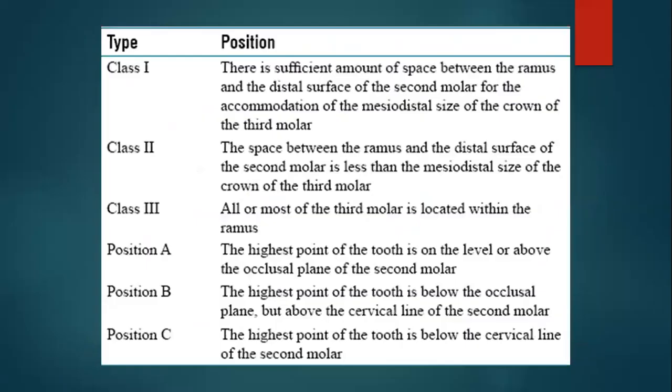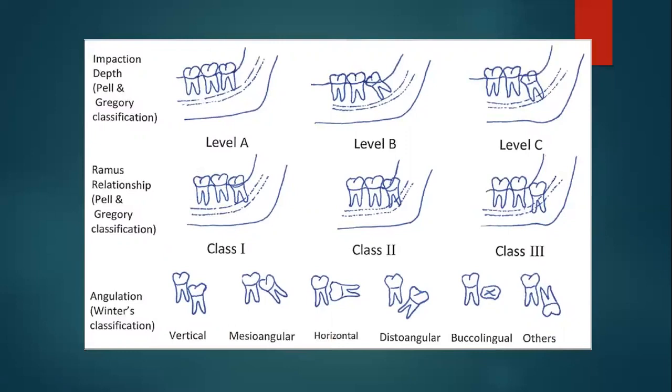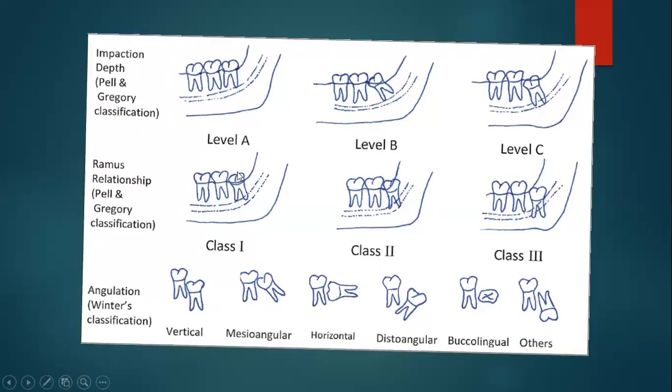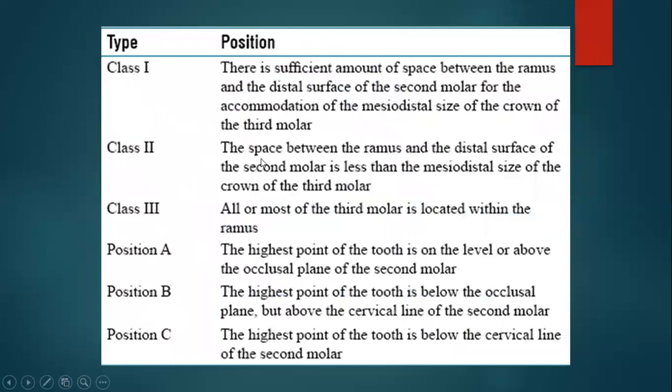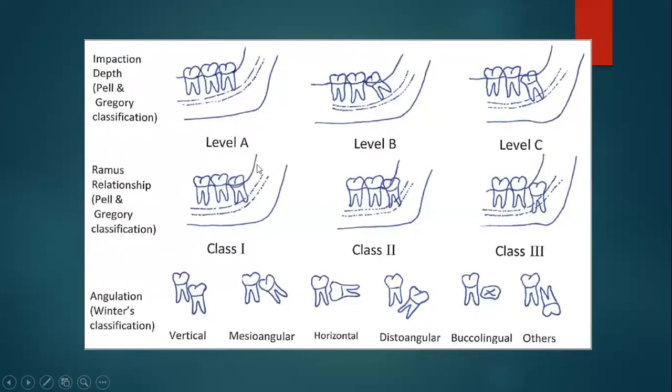So this is a little bit of self explanation about these classes. In class 1, there is a sufficient amount of space between the ramus and the distal surface of the second molar for the accommodation of the mesodistal size of the crown of the third molar. So basically, what it is saying is that there is a lot of space present in this area for the mesodistal eruption of the tooth in class 1.